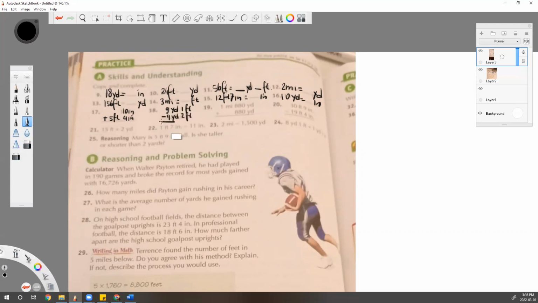Subtract. 880 yards. And it's the same, but you add up the numbers. 30 feet 9 inch, 19 feet 4 inch. You do the subtraction, right? Is it subtraction? Yes. And then for 21 and so on, same.